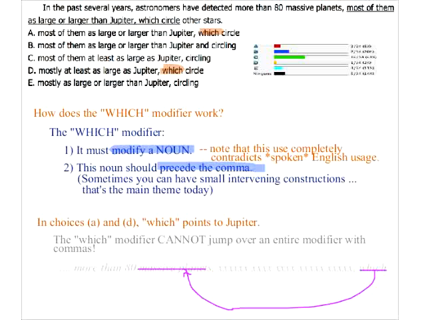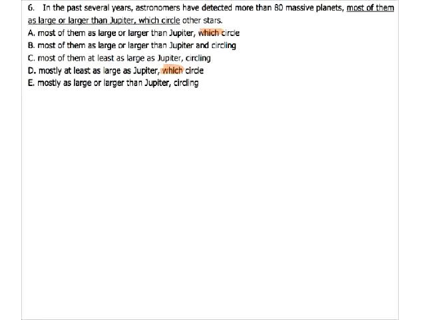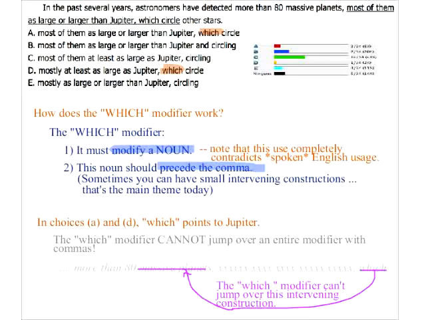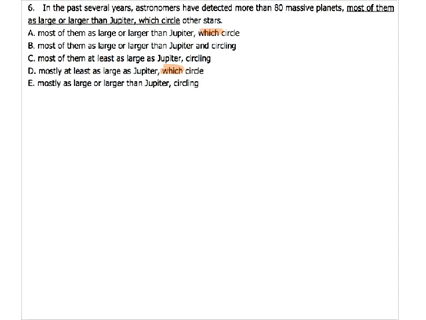The which modifier can't jump over this intervening construction. So in this case, we have which trying to point to Jupiter, and there are two problems with that. So let's take this onto the next page, along with the highlights. In choices A and D, which would have to point to Jupiter. This is a problem for two reasons.